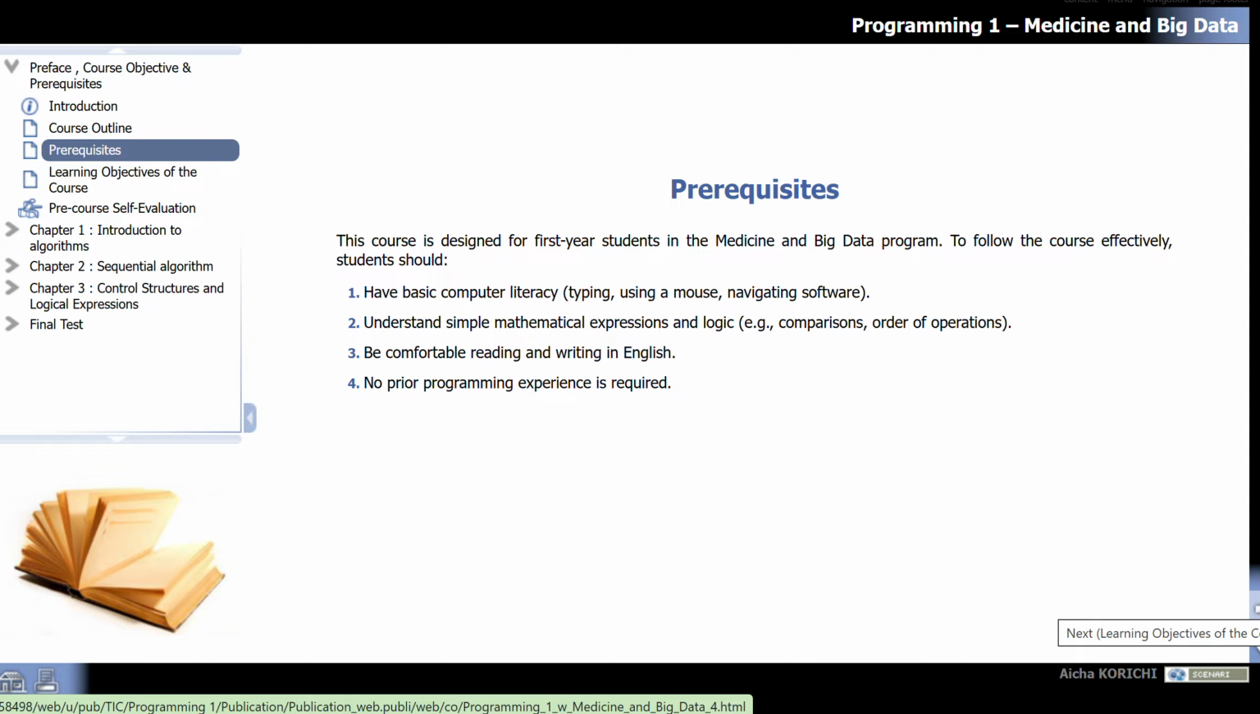Remembering that to follow the course effectively, students should have basic computer literacy, understand simple mathematical expression and logic, be comfortable in reading and writing in English. No prior programming experience is required for this course.